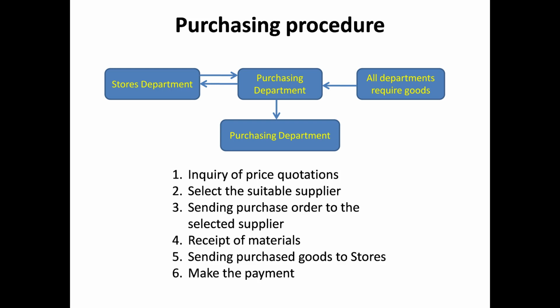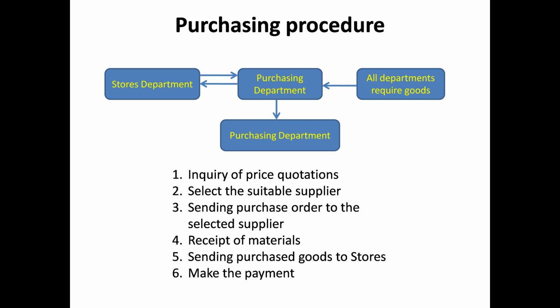item. Then the purchasing department will check whether they have that item in their own stores. Then they will request the stores department to provide the information. In case they have goods in their own stores, they can easily get them from the stores. Then the stores department will provide the item to the purchasing department, and the purchasing department will provide the same item to the department who ordered the item.